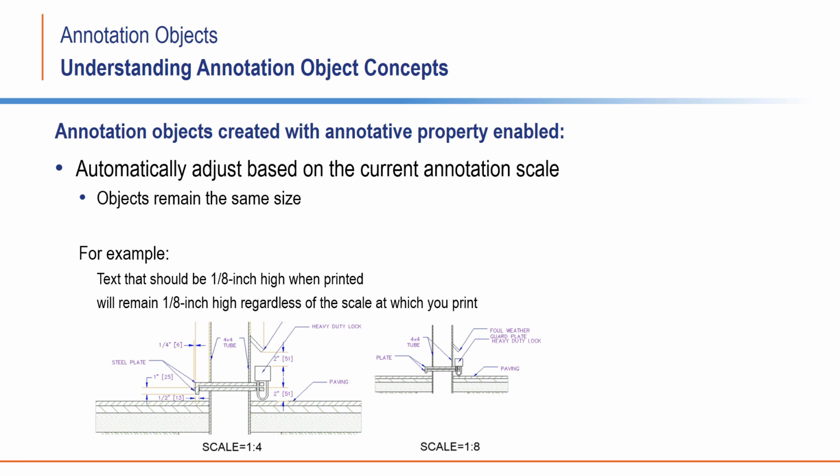Similarly, when blocks used as symbols are defined as annotative objects, they remain the same size regardless of the scale of the drawing. So an annotative electrical receptacle block will always appear as a 1/8 inch diameter circle, regardless of the scale of the drawing.